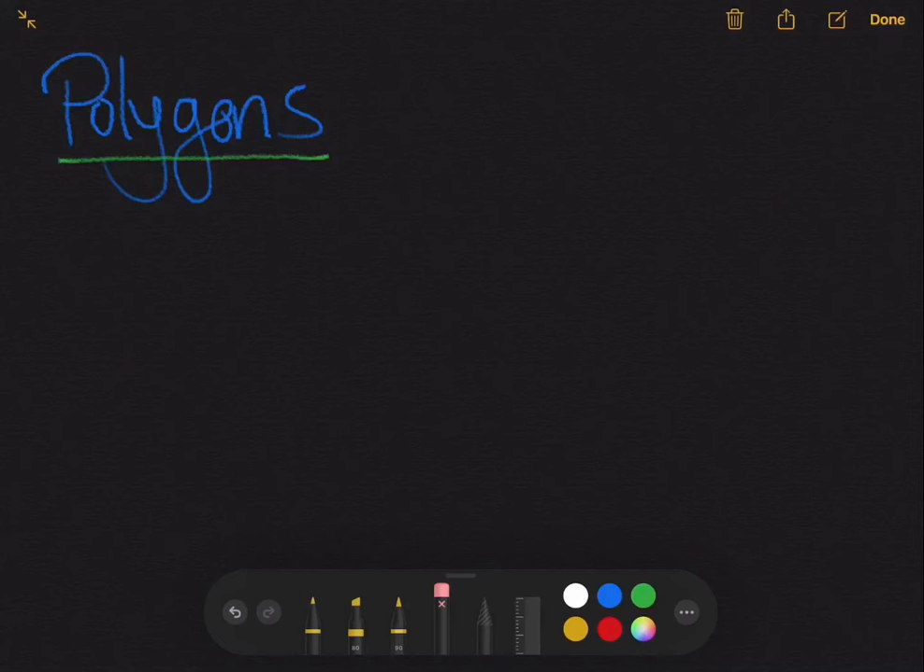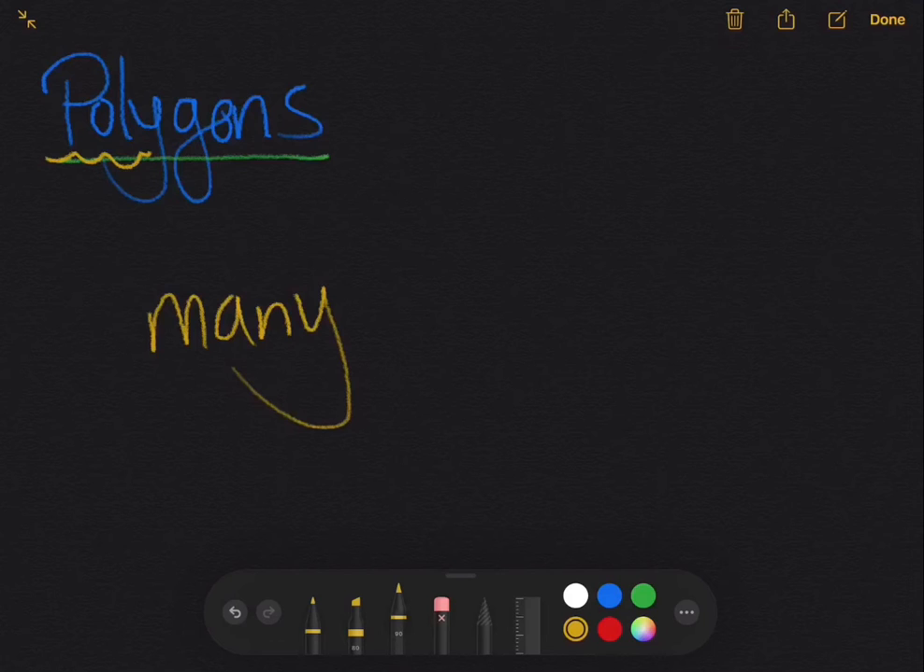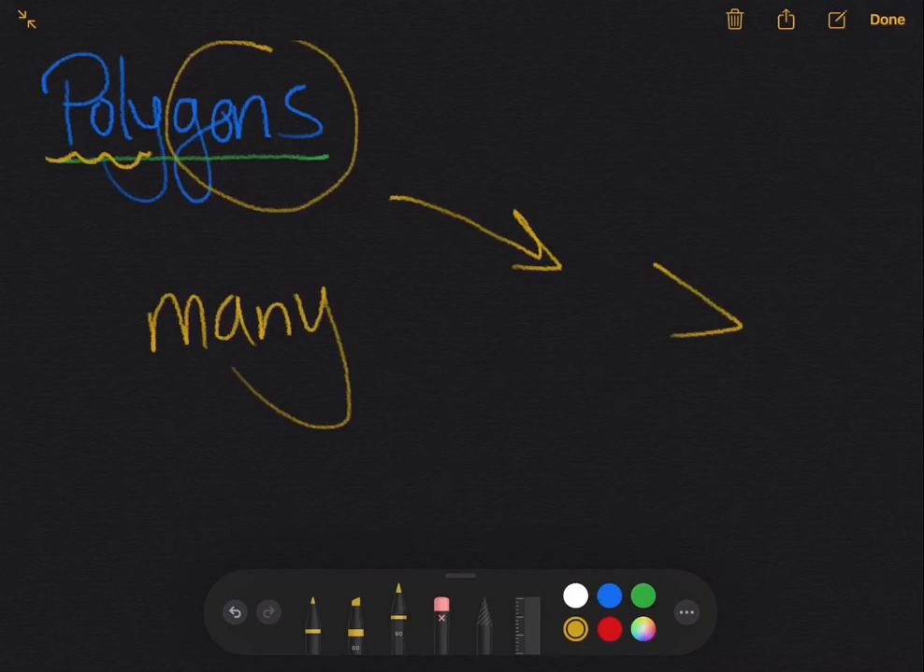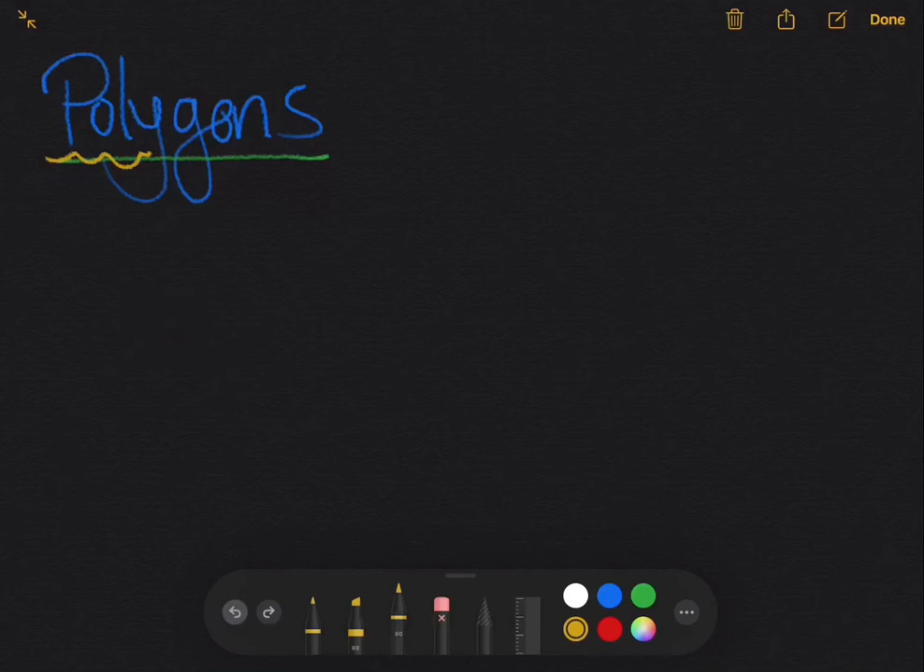Now, if you want to get really fancy here and you could impress people with this knowledge, I'm not sure really who you'd impress, but sure, you could give it a go. Poly means many. And, for example, a polyglot is somebody who speaks many languages, and gons is from the Greek word for angles. So polygons are shapes with many angles. I suppose it makes sense, right?